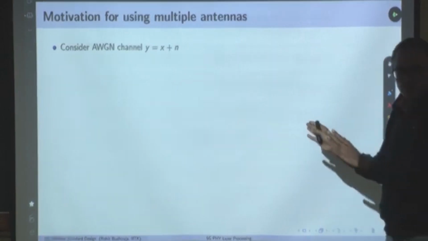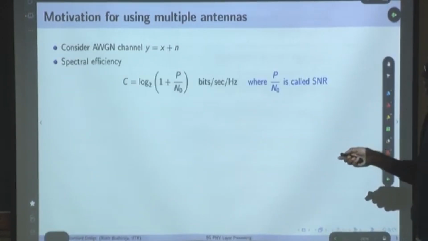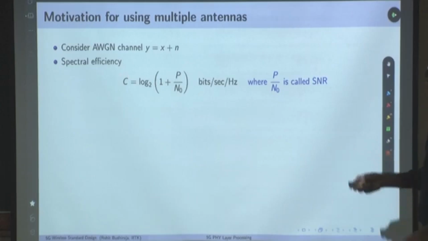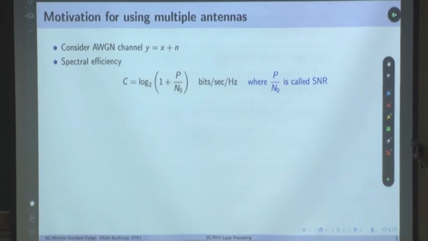This is our favorite beast, y is equal to x plus n. What is this? We have seen that capacity in the beginning of this course. This is log of 1 plus SNR, capacity, spectral efficiency. What is this? P by N naught. P by N naught is SNR.